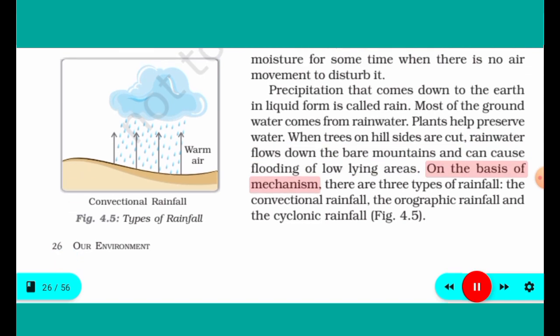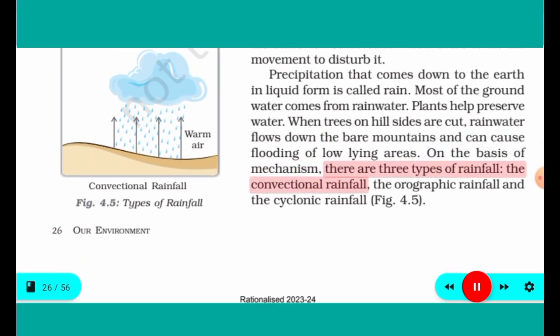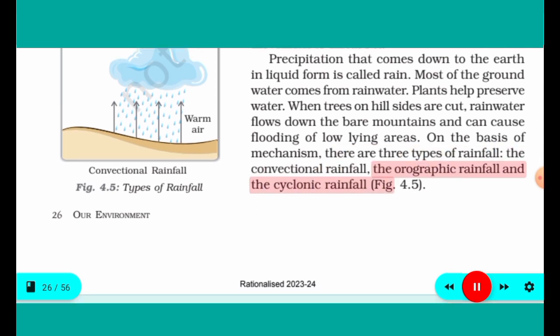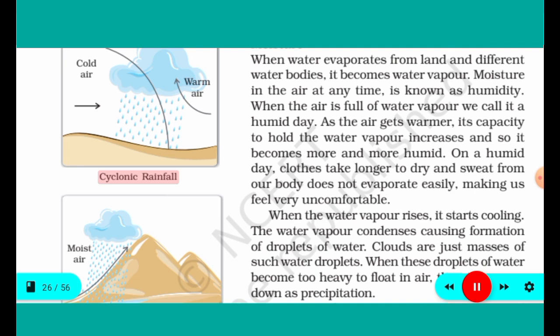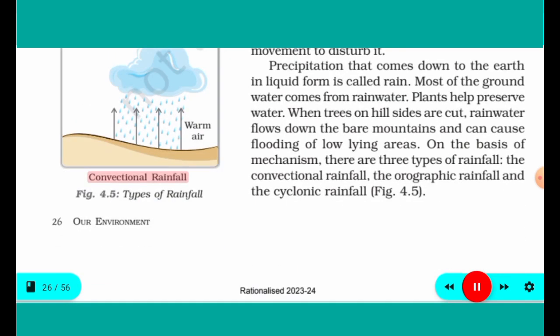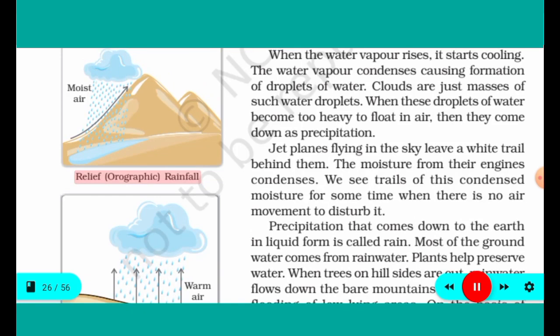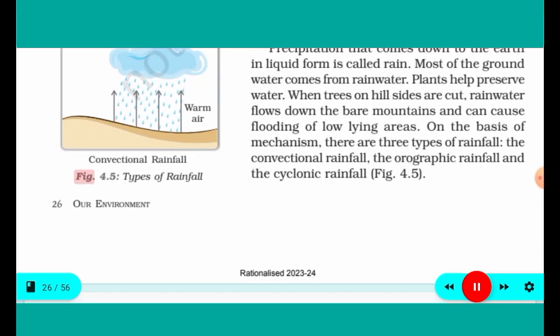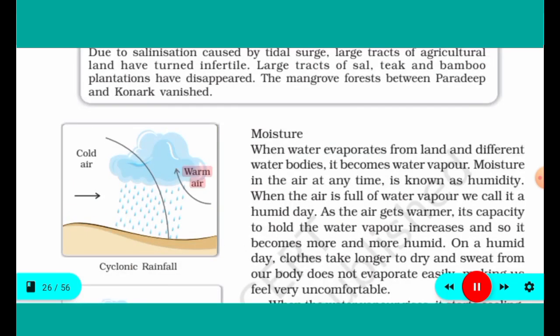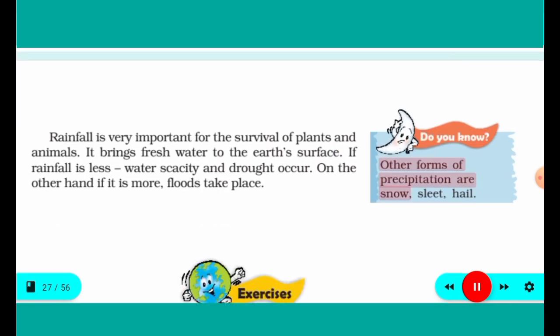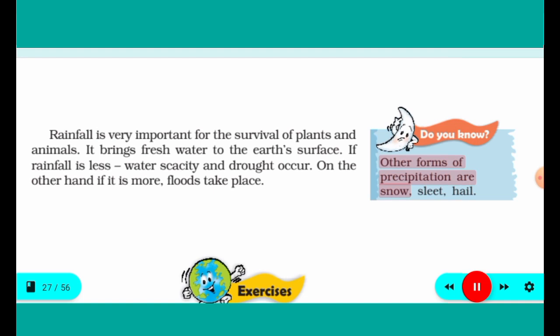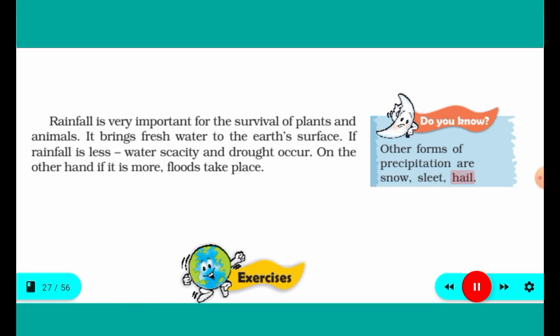On the basis of mechanism, there are three types of rainfall: the convectional rainfall, the orographic rainfall and the cyclonic rainfall. Fig. 4.5. Types of rainfall. Convectional rainfall. Relief, orographic rainfall. Cyclonic rainfall. Warm air, cold air, moist air, warm air, snow. Other forms of precipitation are snow, sleet, hail.